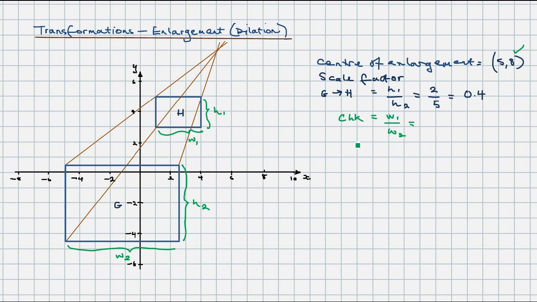Width 1 is 3. What's the width of the larger rectangle? Well, 3, 7.5, so 7.5.